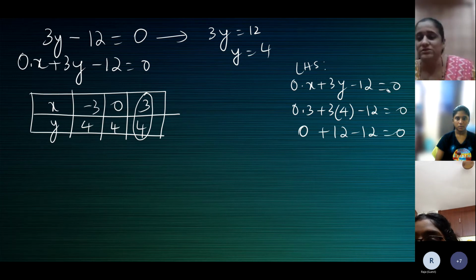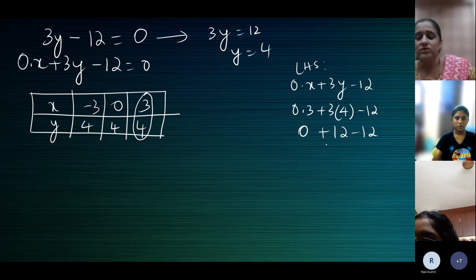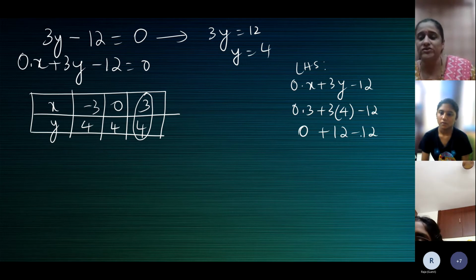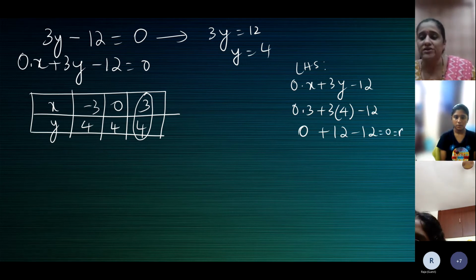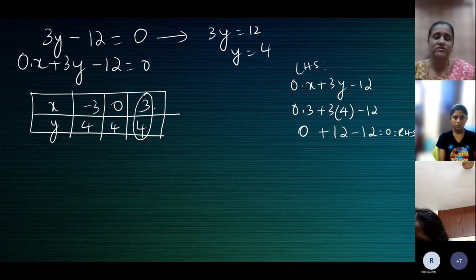Oh, sorry, I shouldn't write is equal to 0 there. Sorry, children, you should not write is equal to 0 because you're checking. It is 0 plus 12 minus 12, which is 0, which is the RHS. So you can see that the LHS is equal to the RHS. So that means (3, 4) satisfies the equation. Like that, you can check every pair. They will satisfy the equation.